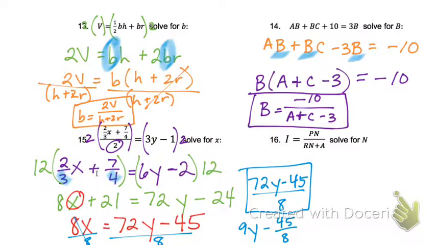We want to get n by itself, but we've got it in two places. Multiply both sides by n, or does that not work? No. I want to get rid of the fraction.